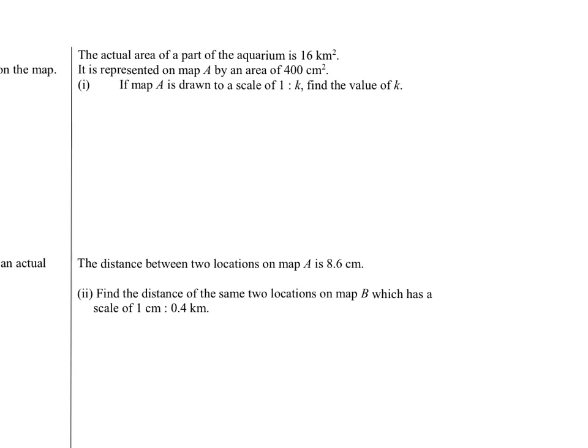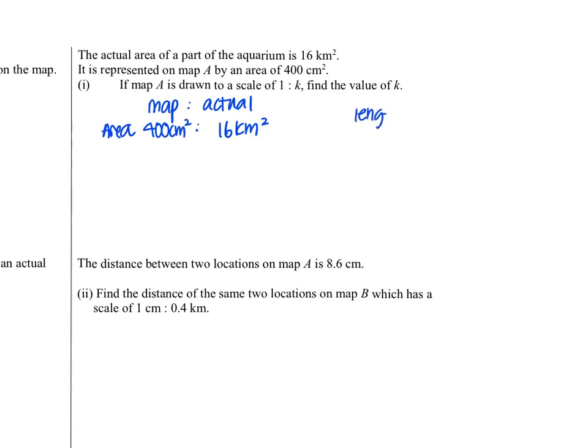The actual area of a part of an aquarium is 16 kilometers square. Also, now I started off with area. Map is to actual. Now we are talking about area. So the actual area is 16 kilometers square, and then it's represented by an area of 400 cm square on the map.